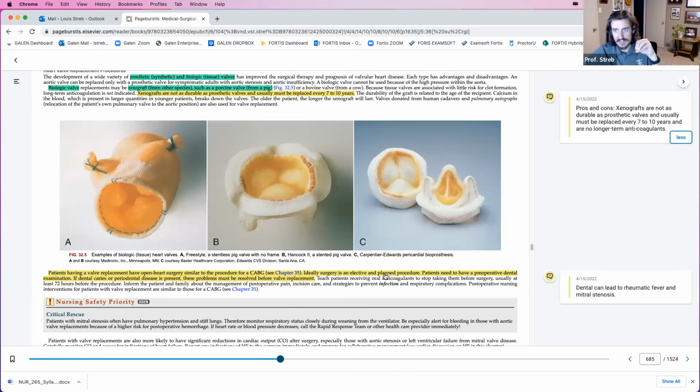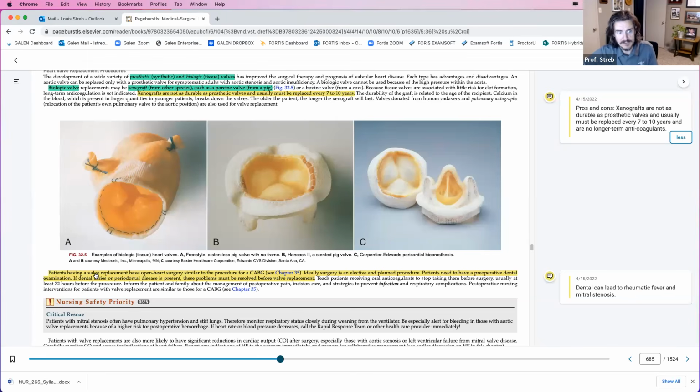If you look down here, it's kind of the same concept as dental work. When you have a valve replaced, it's just a place where bacteria and viruses can attach. It gives them a source to attach and start to breed. I think that's really what it boils down to, more than anything else.